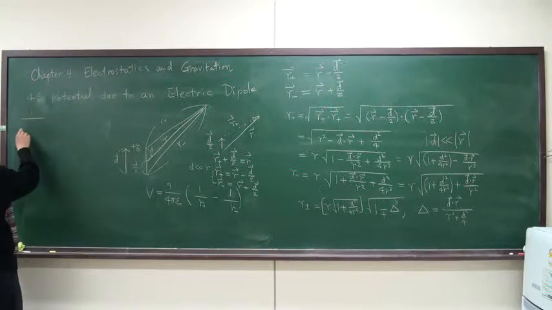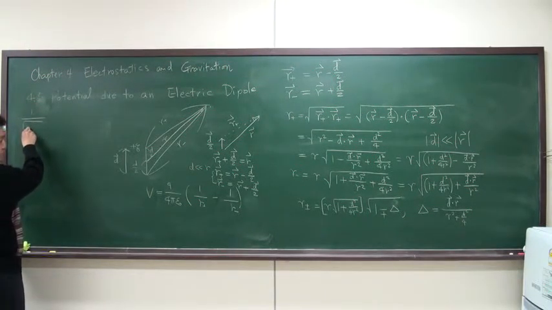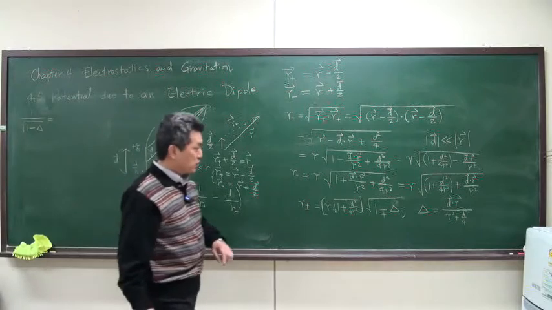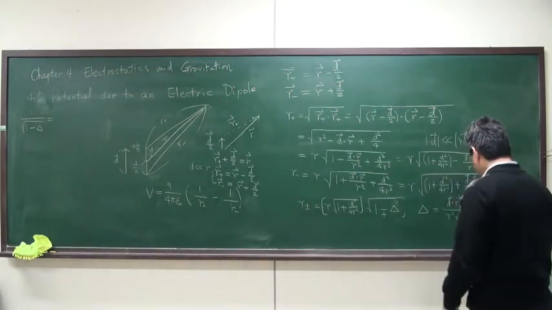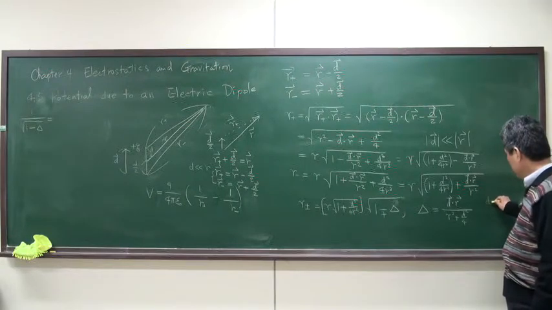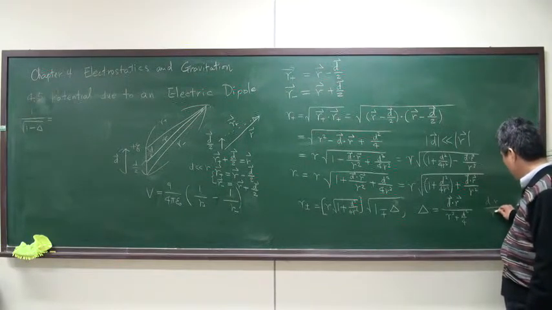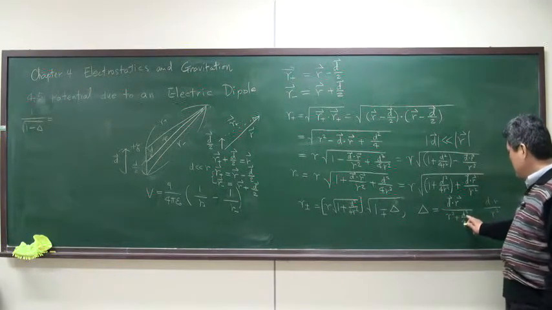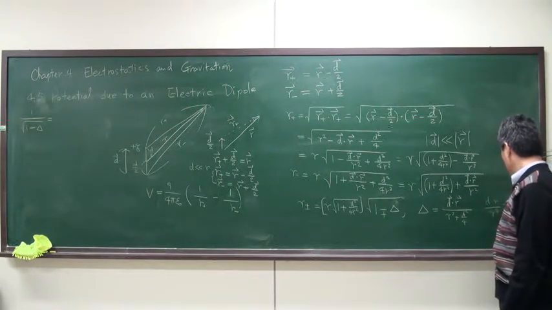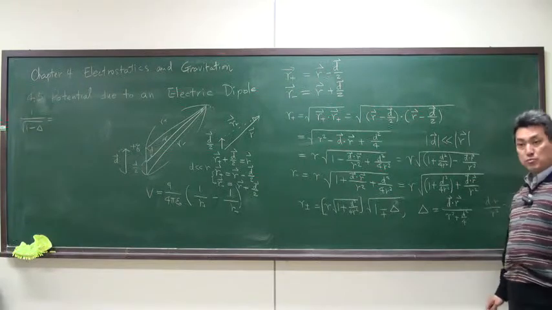One over square root of 1 minus delta. This delta is a small quantity. This scaling behavior is d times r divided by r squared. Neglecting d squared over r squared, it is proportional to d over r. This is a small number.